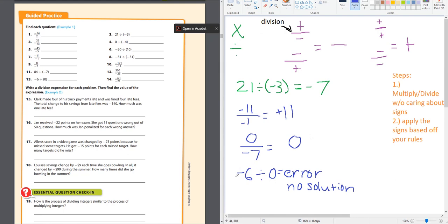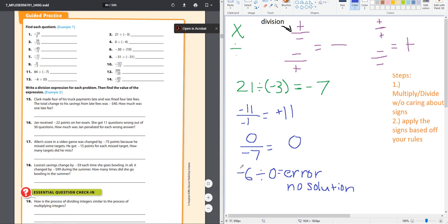If I had 6 cookies and I wanted to split it among 0 people, you can't split cookies or anything into nothing. It's impossible. So it's an error. No solution, no answer, impossible. You're crazy. What are you doing? Any one of those things, fine.